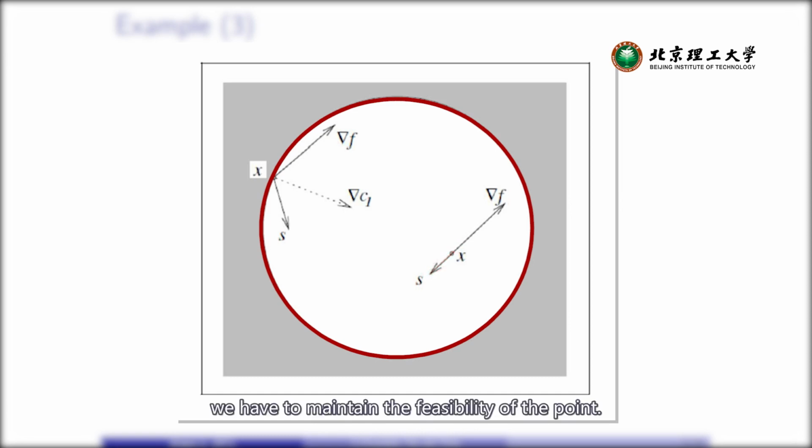Moreover, we have to maintain the feasibility of the point. Therefore, when we move along this direction, the next point must be kept inside of the feasible set. If we're standing here, then any direction within the n-dimensional space is feasible. Therefore, for this point, we only need to consider getting a feasible reduction point. We do not have to consider the feasibility.